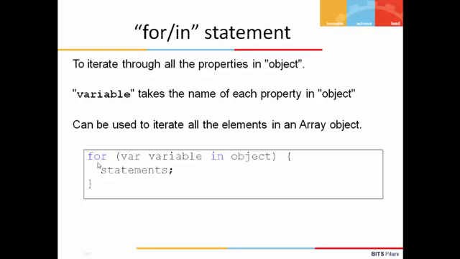It basically says for a variable in an object, or it could be a variable in an array list, we can go about continuing with a set of statements. So it will help you browse through the properties of an object, or it will help you iterate through all the elements of an array.